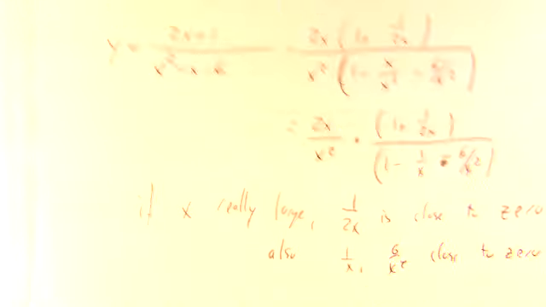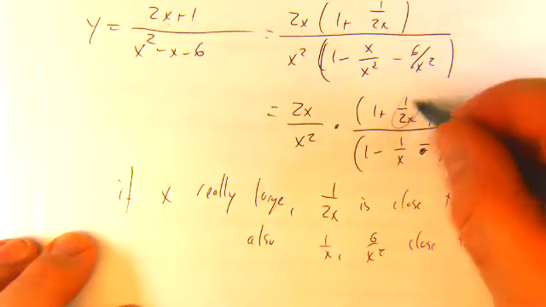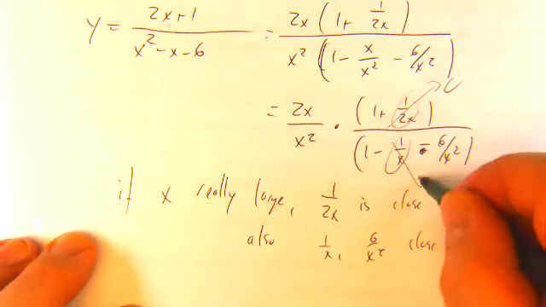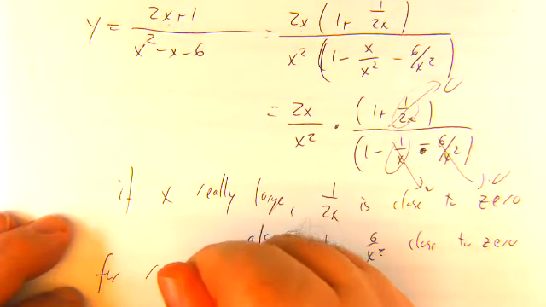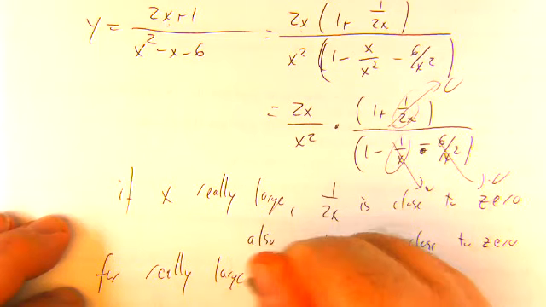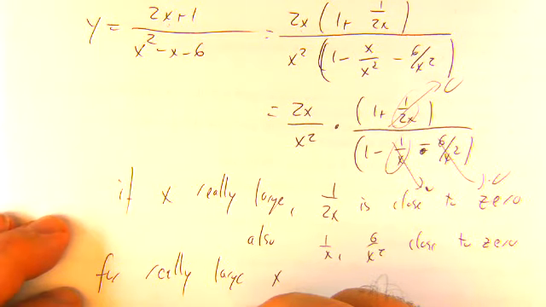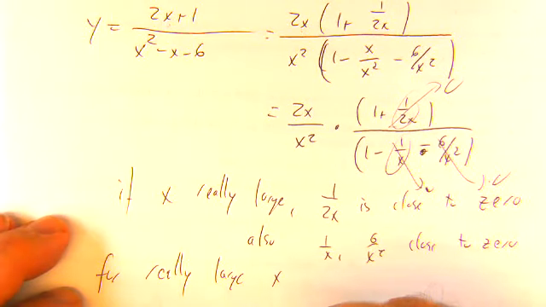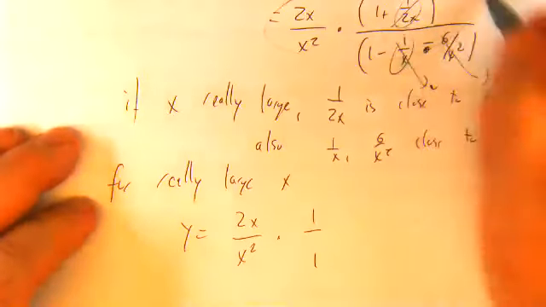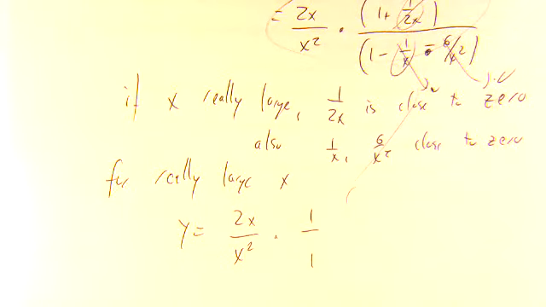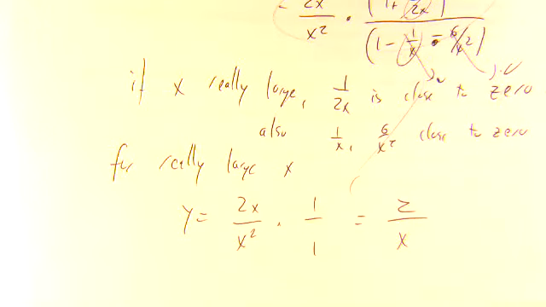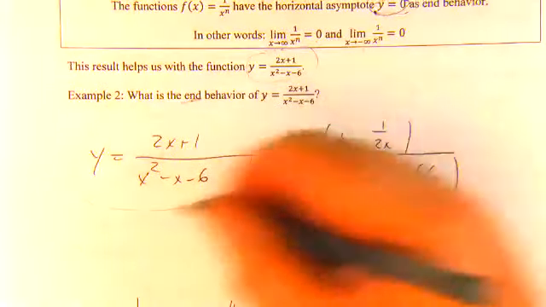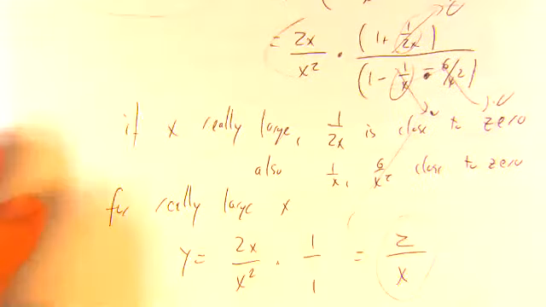So if x is really big, this is basically 0. This is basically 0. That's basically 0. So this fraction then becomes 2x over x squared times 1 over 1, which if we simplify it becomes 2 over x. So for very large x, my graph of this complicated function really looks a lot just like the graph of 2 over x.